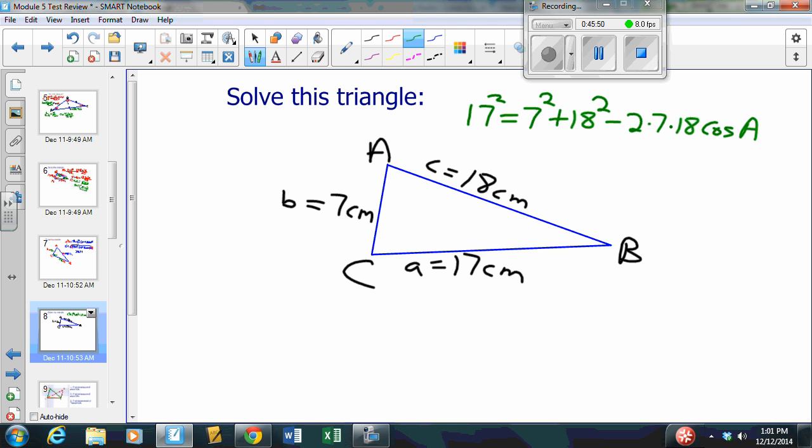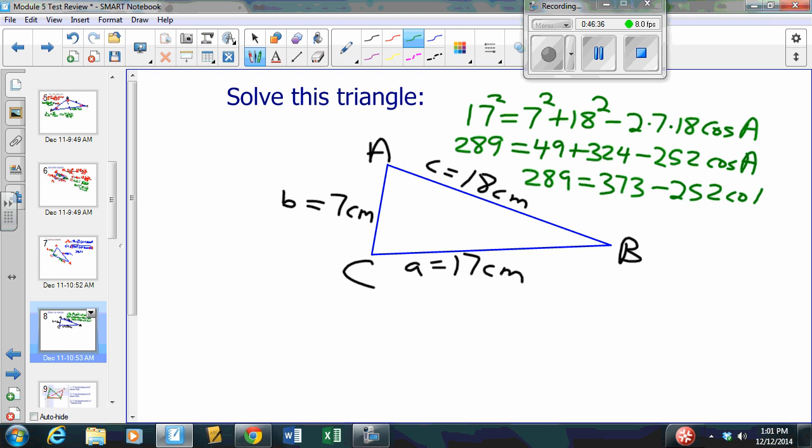So this is what I want you to do. Everybody tell me, put 17 squared in the calculator. What is that? 289? 289. 49. What's 18 squared? 324. What's 2 times 7 times 18? 252. Okay, what's 49 plus 324? 373?